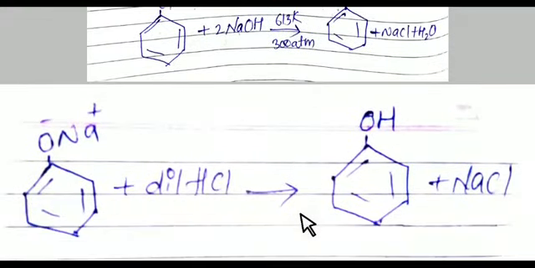In the second reaction, sodium phenoxide reacts with dilute HCl. So this sodium reacts with the chlorine atom. Again NaCl is the byproduct, and hydrogen attaches with the oxygen atom, and phenol is formed. So this is the reaction for the preparation of phenol by the Dow process.